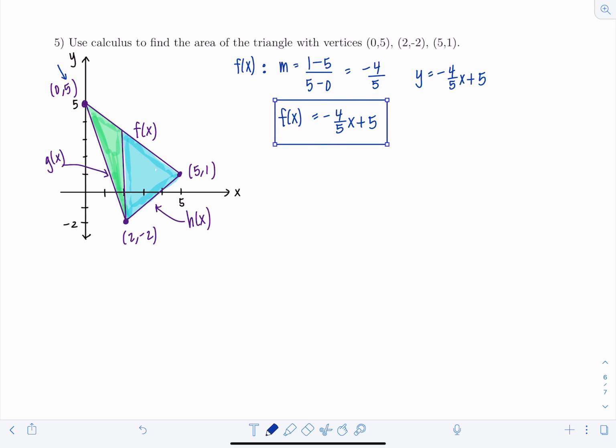1 done, 2 to go. g of x. So the slope for g of x, it goes through (0, 5) and (2, negative 2). So it's going to be negative 2 minus 5 over 2 minus 0, which gives me negative 7 over 2. Again, the y-intercept for g of x is 5. It goes through (0, 5). So I can just go straight to y equals negative 7/2 x plus 5, which means I can write g of x as negative 7/2 x plus 5.